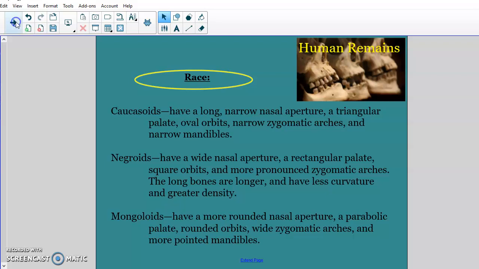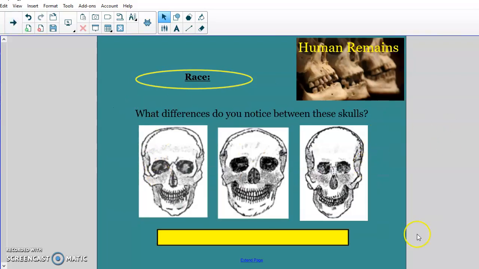Here's some examples of the differences of the three skulls. You can see eye sockets are a little different, nose sockets are a little different, mouth and jaw lines are a little bit different. But that's kind of just the generics that they can get from that.